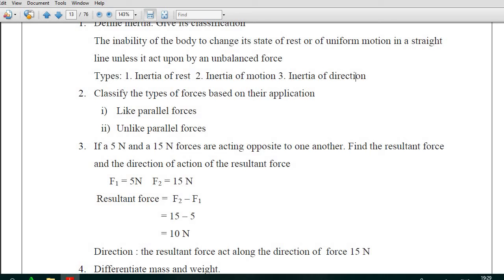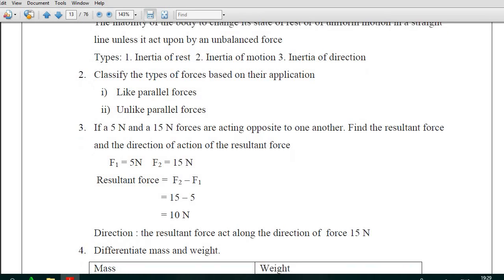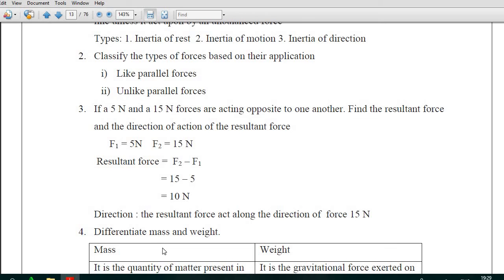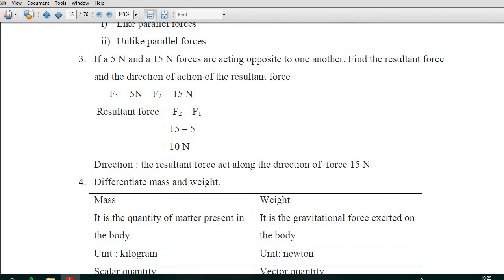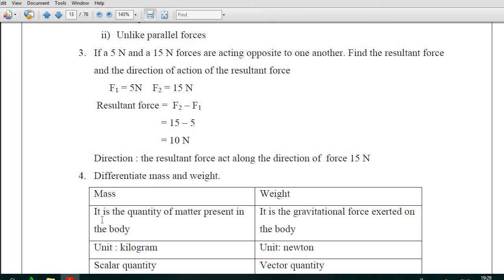Next is a very important question: the difference between mass and weight. Generally, we all think mass and weight are the same. No, they are not the same, they are different. Mass is the quantity of matter present in the body. Weight is the gravitational force exerted on the body.